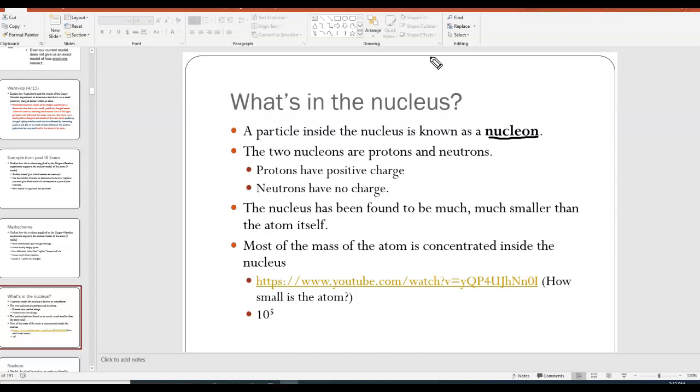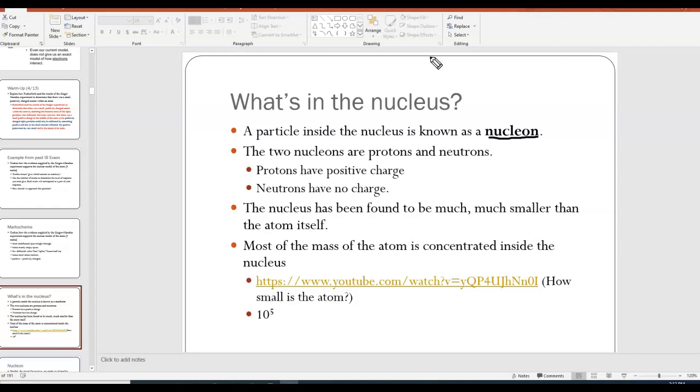He didn't know about protons. He found out a couple of years later. He didn't know about neutrons. That wasn't discovered until, I don't know, 15, 20 years later. But we now know that there are 2 types of nucleons. You have protons and you have neutrons.